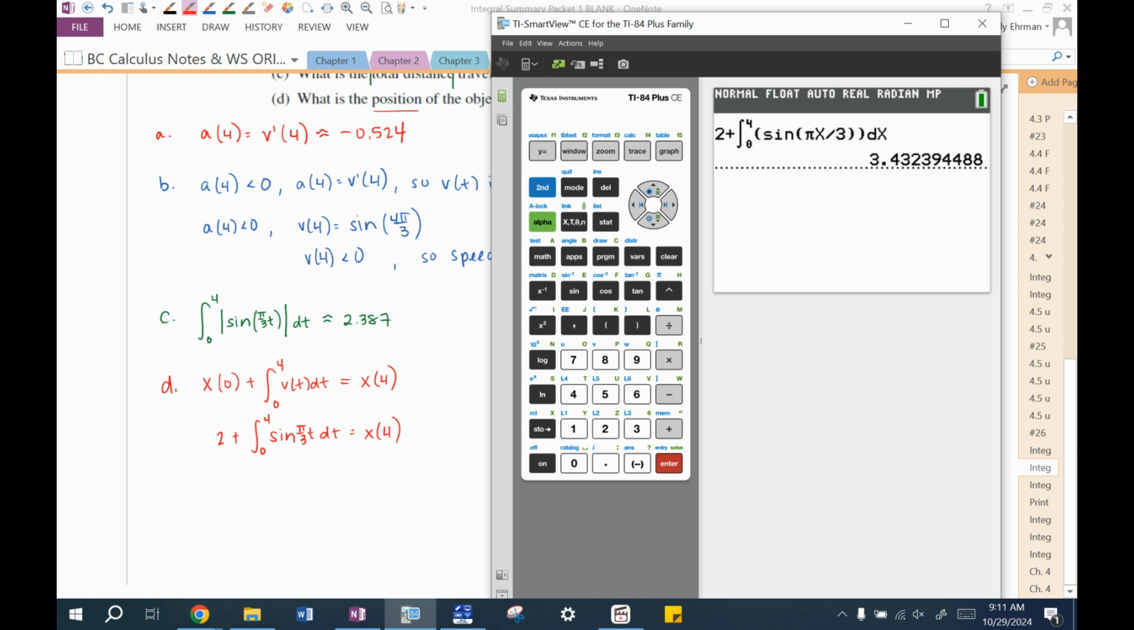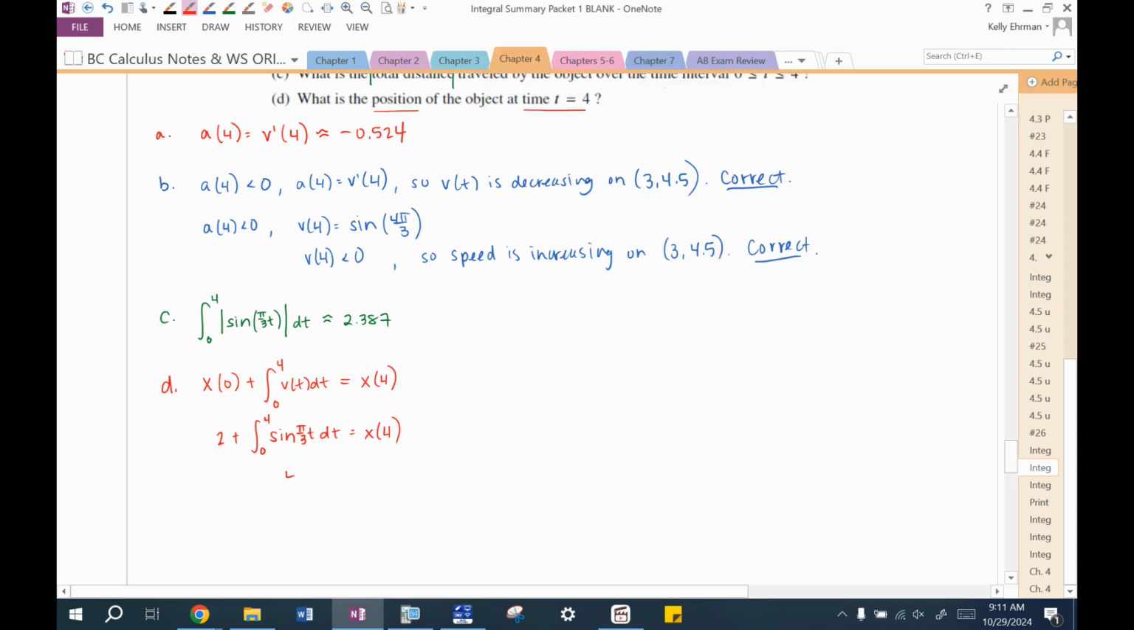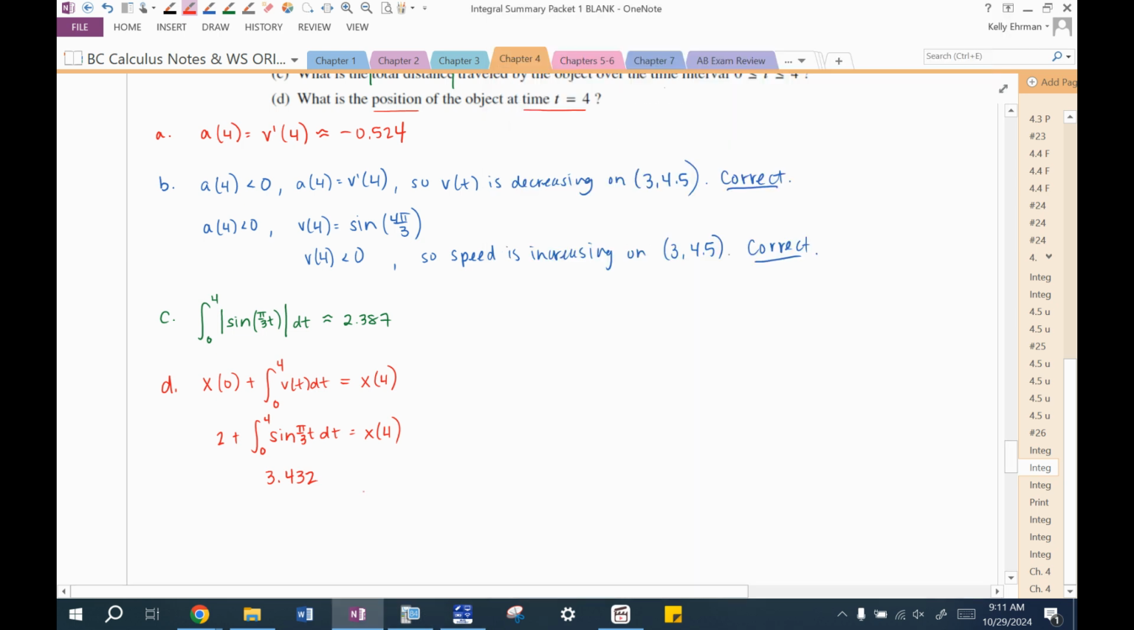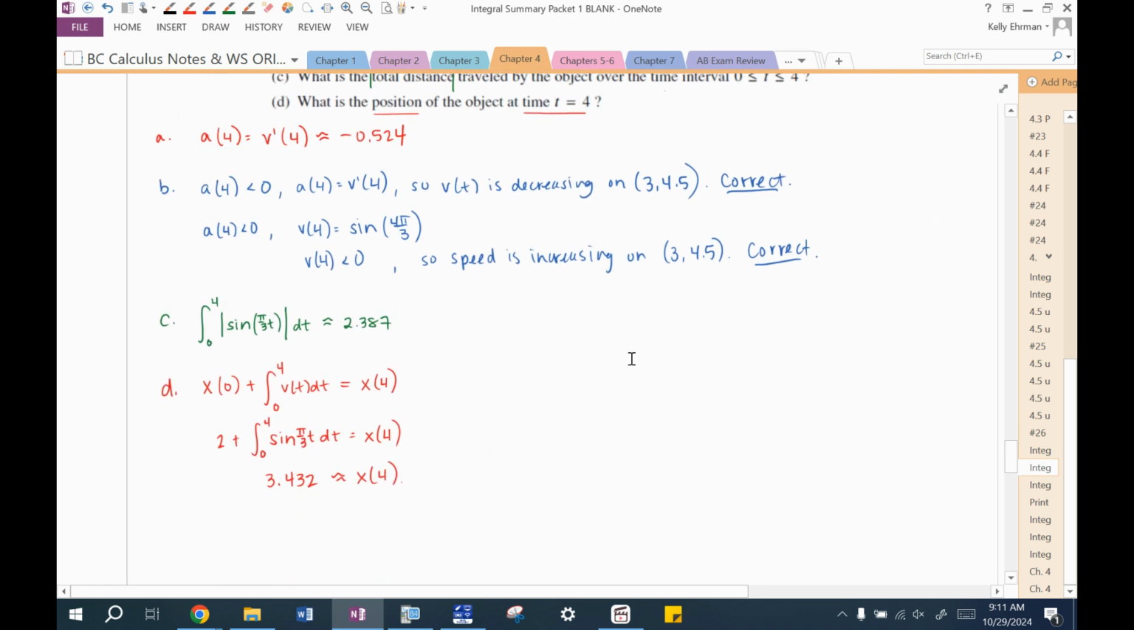All right. So x of 4 is 3.432. Let me make sure I wrote that down correctly. Yes, 3.432 is approximately equal to x of 4. All right, so that's it for this problem.